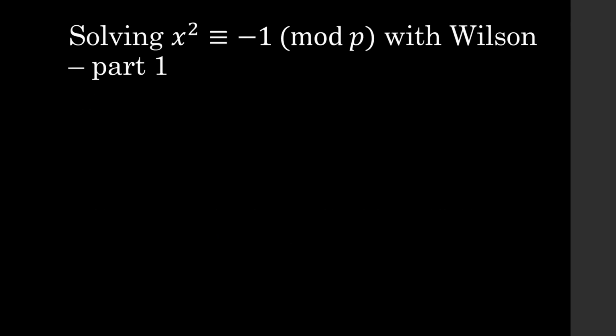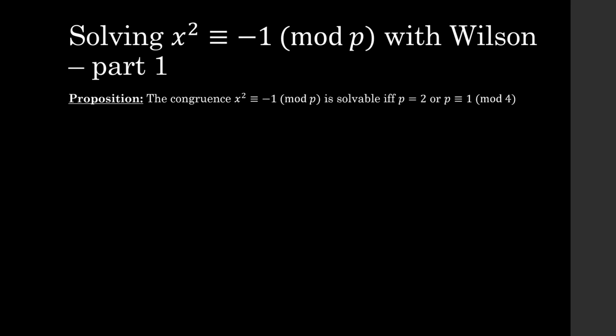So now, Wilson's theorem actually has a pretty nice application which we can do in this video, and it helps us to solve the congruence x squared is congruent to minus 1 mod p. We're going to do that with Wilson's theorem. So the congruence x squared is congruent to minus 1 mod p is solvable if and only if p is equal to 2, or p is congruent to 1 mod 4. So p being congruent to 1 mod 4 means we can write p as 4k plus 1, right? I'm just writing it like this.